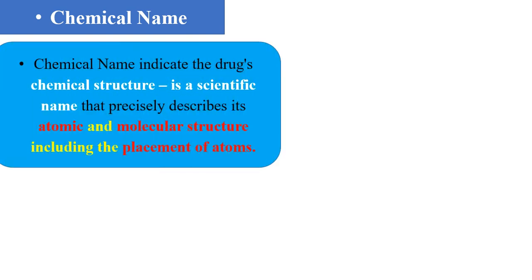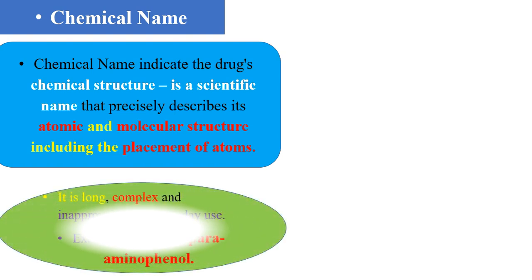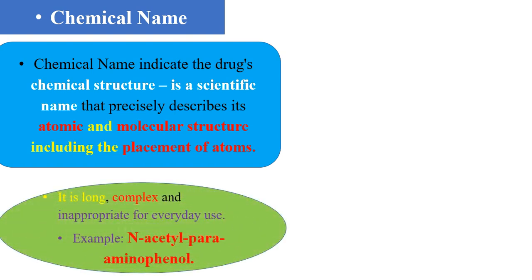Today we complete our previous lecture, and we want to speak today about the chemical name. And we must know that the chemical name indicates the drug's chemical structure, the biochemistry or the chemistry of the drug. It is a scientific name that precisely describes its atomic and molecular structure, including the placement of atoms. And because we speak about structure, it is very long and very complex.